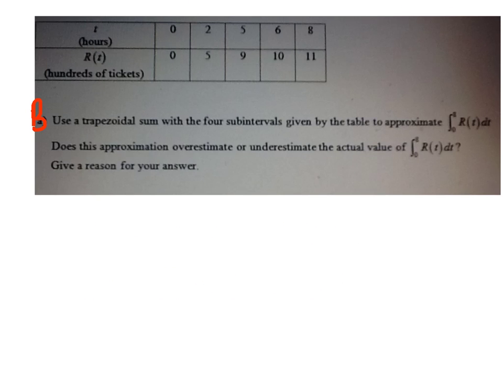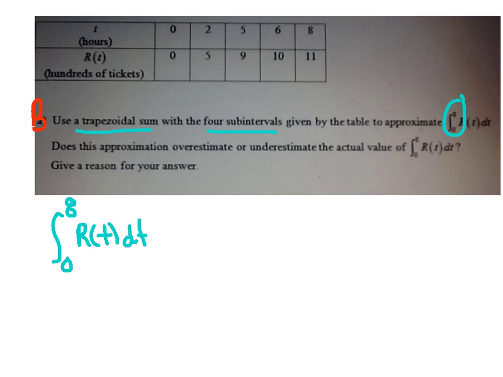All right, part B. Use a trapezoidal sum, so let's underline that there, with 4 subintervals, so they'll tell you how to break it up, given by the table to approximate the integral from 0 to 8 of r of t dt. I'm going to start by saying the integral from 0 to 8 of r of t dt. A couple things to be careful about. First of all, a lot of times they're a little sneaky. Really pay attention to the bounds. You don't always use the entire table. In this case, it does go from 0 to 8, but many times we'll only have you use a piece of the table. So watch carefully.